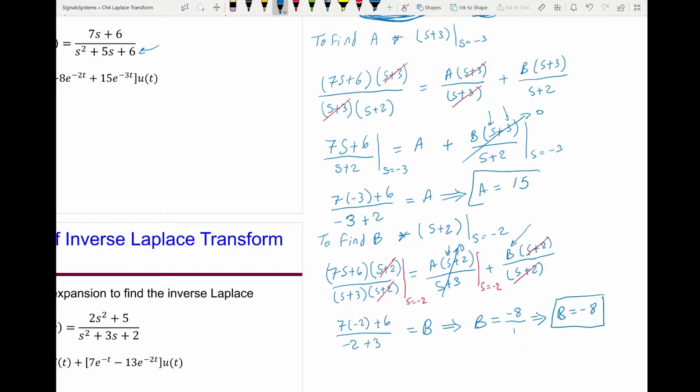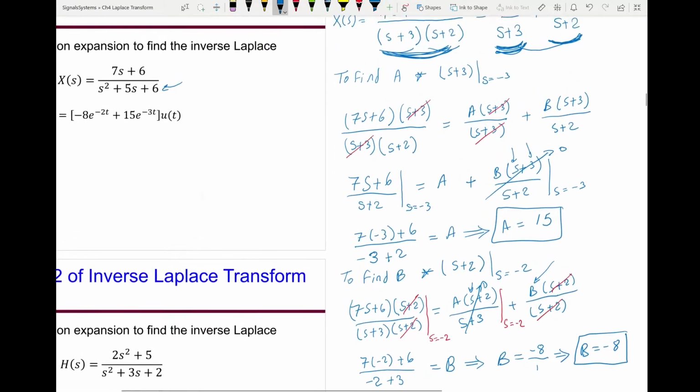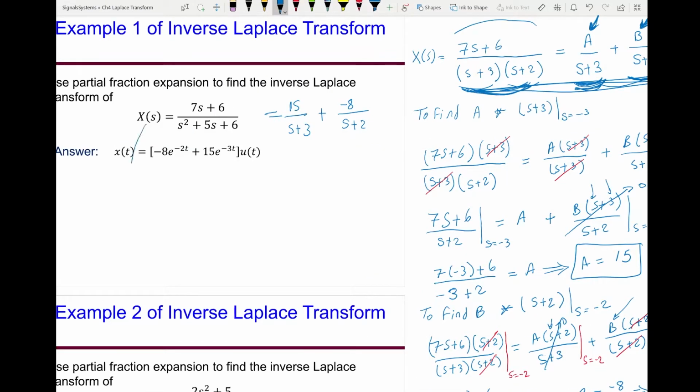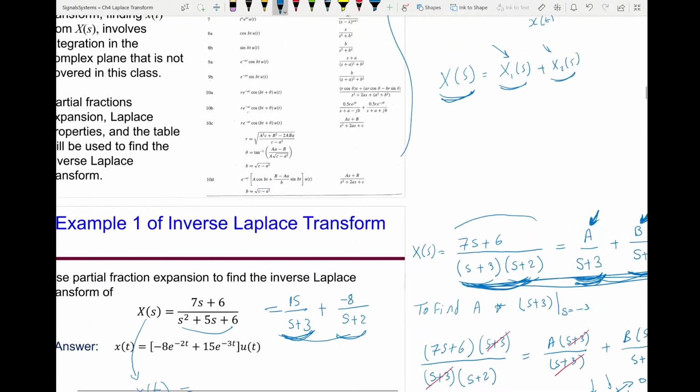Okay, so I found a and I found b. Now let's go back here. This expression is equal to a, which is 15 over s plus 3, plus b, which is minus 8 over s plus 2. Now the inverse Laplace transform of this is x of t, and it is the same as the inverse Laplace transform of this sum. These terms are very simple. We have them in the table, which is this one.